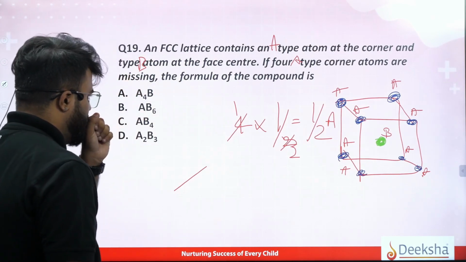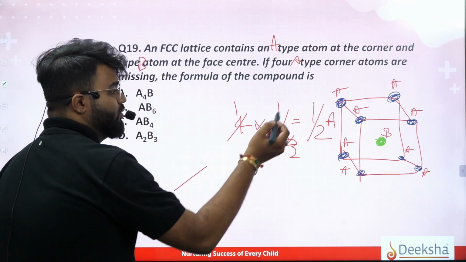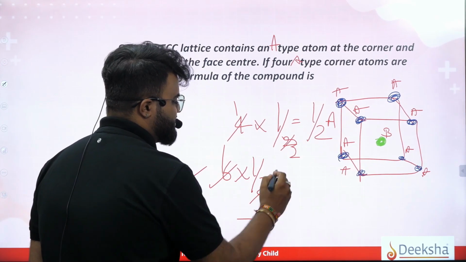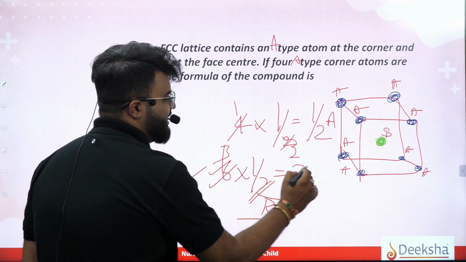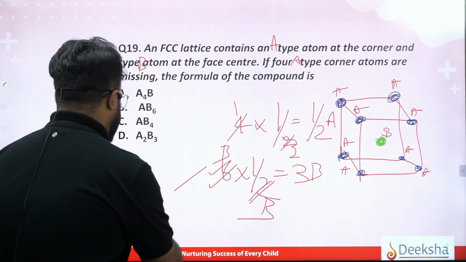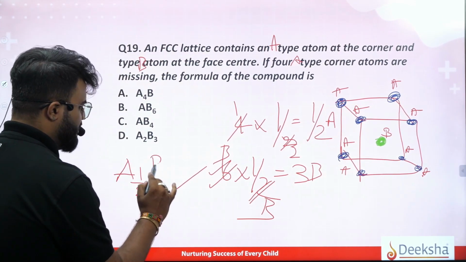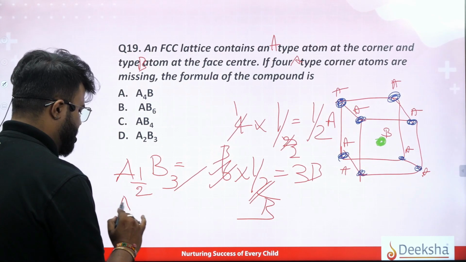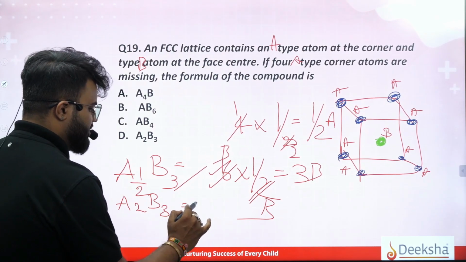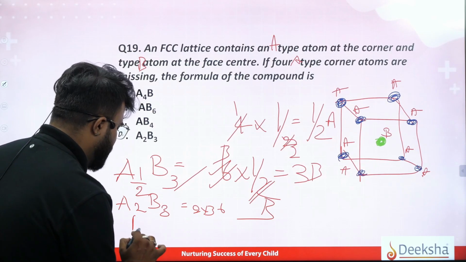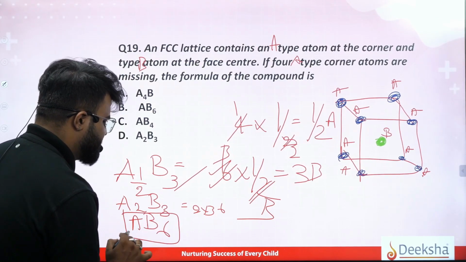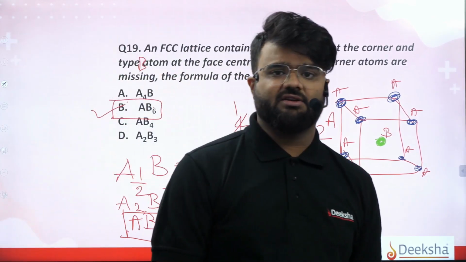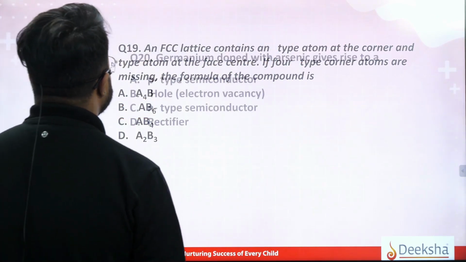Then coming to B, what happens? There are 6 sides. 6 into half gives how much? 6 ones are 6, 6 threes are 18, then it is direct, 2 ones are 2, 2 threes are 6. Then it is 3B. So if A is half and B is 3, what will be the formula? It will go in reverse, that is 2 into 3. So 2 threes are 6. Then it will be AB6. AB6 will be your answer. Yes, option B will be your correct answer.